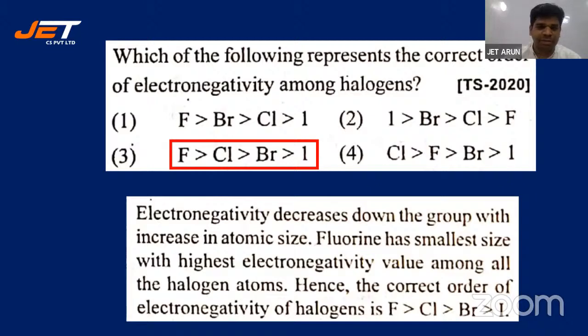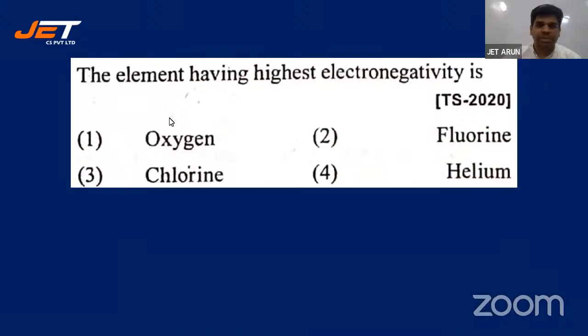All right. Let's go for the next one. Among these four, the element having highest electronegativity is, దేనికి electronegativity highest ఉంది ఏ ఎలిమెంట్ కి ఈ ఫోర్ ఆప్షన్స్ లో.